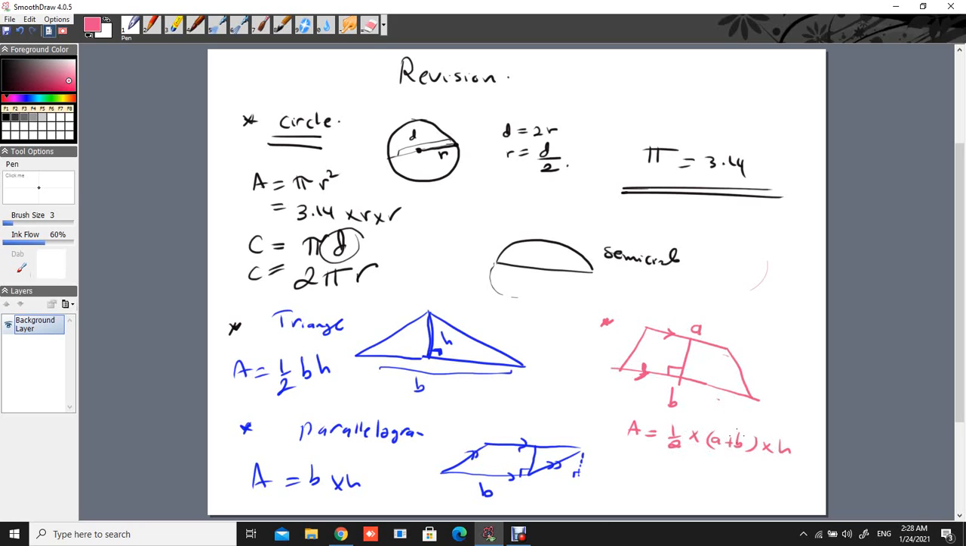First of all, you have to add, remember, with BIDMAS: brackets, indices, division, multiplication, addition, and subtraction. So you have to add the bases, then times the half, then times the height.